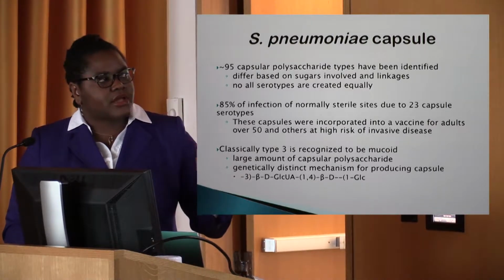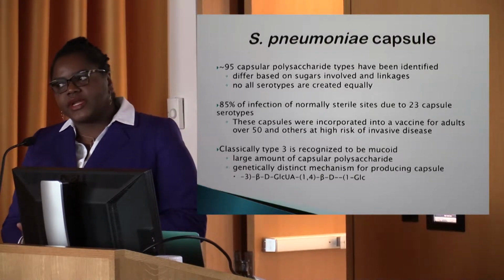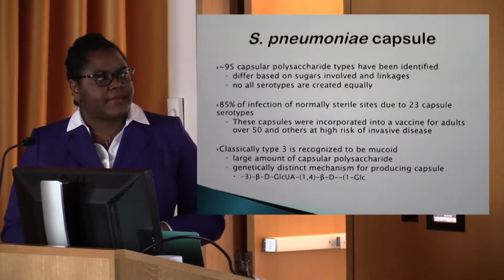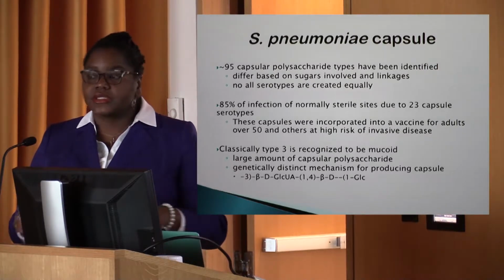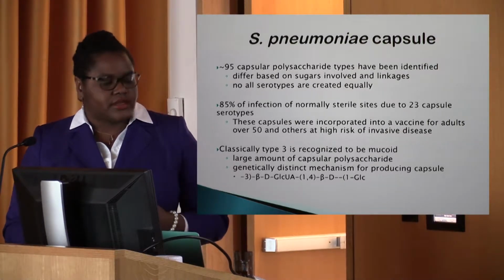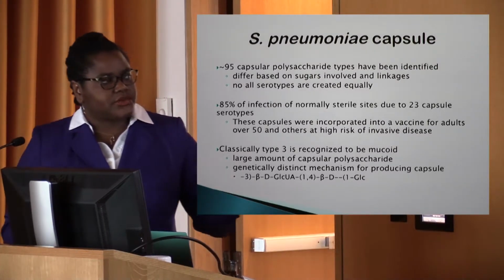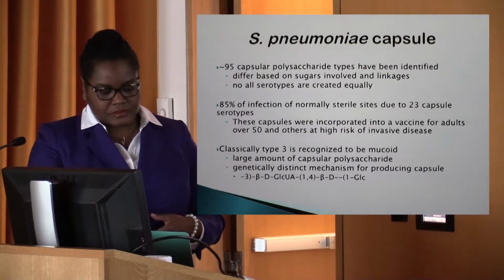And classically, we're talking about type 3, where I'm going to keep using the word mucoid and mucoidy. And typically, that's going to be with serogroup 3, and it makes a large amount of this capsule, which even changes the way the bacteria look to the naked eye. But I'll go into that in a little bit more detail. And that sequence there, that's the repeating unit for the type 3 capsule.